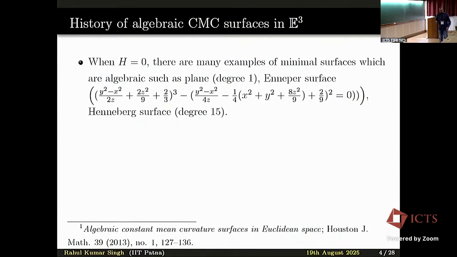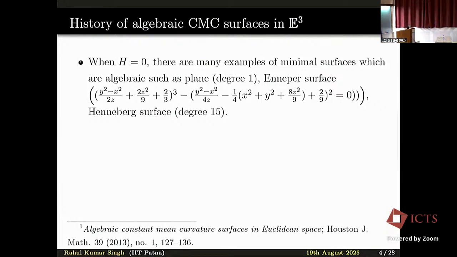Okay, so now let's look at the history of this problem. When H is zero, that means when we are looking for minimal surfaces in three-dimensional Euclidean space, there are plenty of examples of surfaces which are algebraic. The simplest example one can think of is the plane, the affine plane. You can write down a degree 1 polynomial whose zero set will give you the plane, and that's a degree 1 surface. So what I'm saying is simply this.